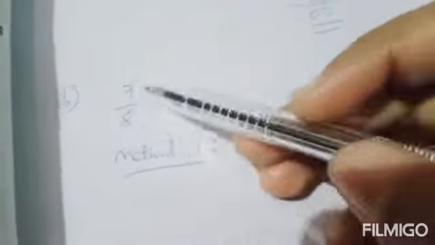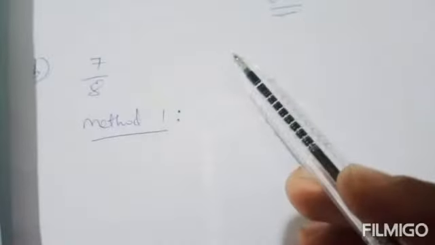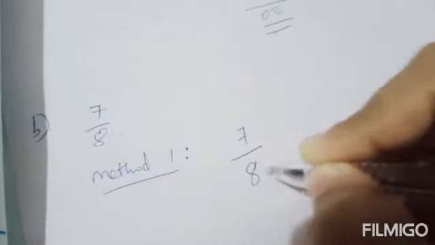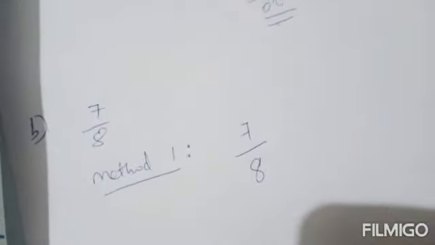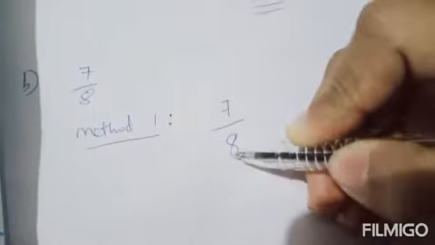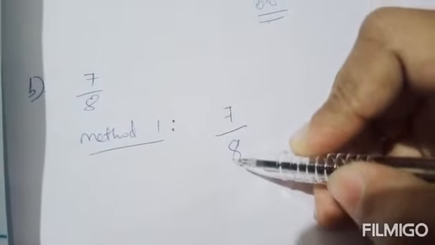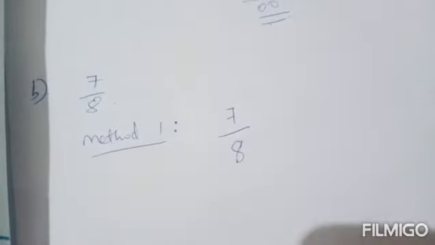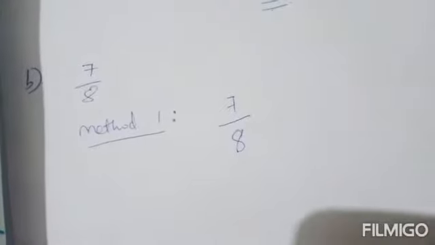Next, B, 7 by 8. So 7 by 8 you need to convert to a decimal fraction. So method 1: make the denominator equal to 10, 100, 1000, 10,000, any of these numbers. Here the denominator is 8. 8 you can't make 10. 8 into a number, you will not get 10.